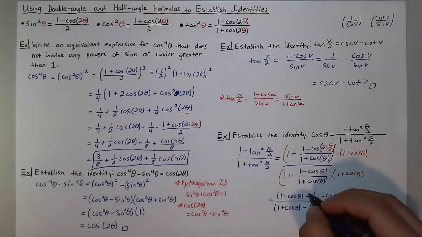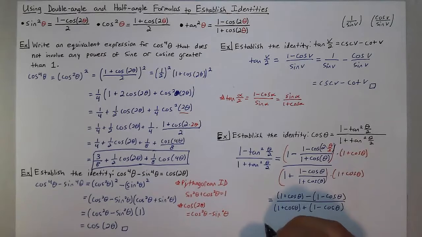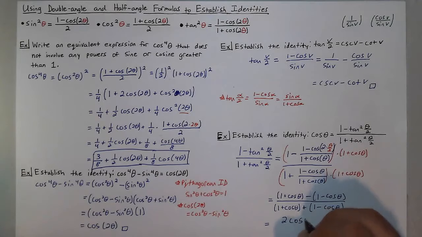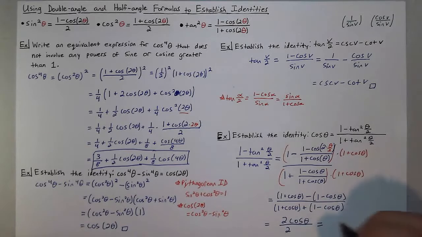And now if I distribute this negative, I can start to simplify. So I have 1 minus 1, which is 0, and cosine of theta minus negative cosine of theta, so that's cosine of theta plus cosine of theta, so 2 cosine of theta, over 1 plus 1, which is 2, and then cosine of theta plus negative cosine of theta, which is 0, leaving me with 2 cosine of theta over 2, which just reduces to cosine of theta, which is what I was going for. So that's another way you can use those power reducing formulas in a more creative way. And that is how you use double angle and half angle formulas to establish identities.